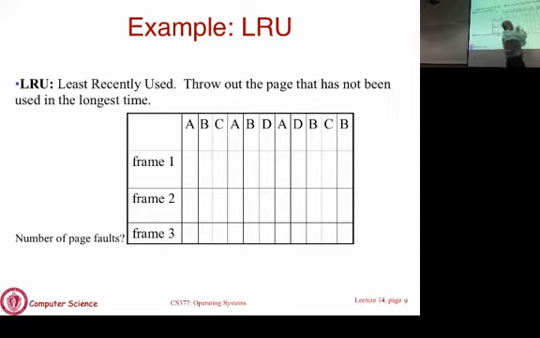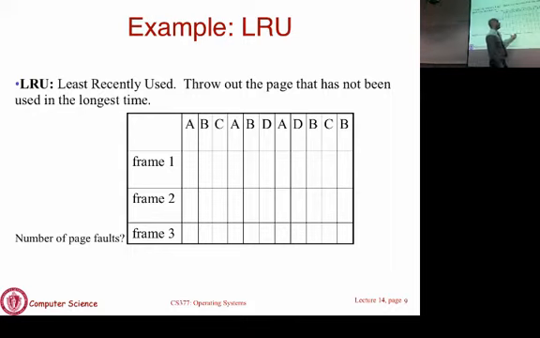You look at the past and say, of A, B, and C that are in memory, which was accessed the farthest in the past. B was accessed 1 time step ago, A was accessed 2 time steps ago, and C was accessed 3 time steps back. C is the least recently used page of these three. So that's why you evict it. That's why it's called LRU, or least recently used. So C goes out, D comes in.